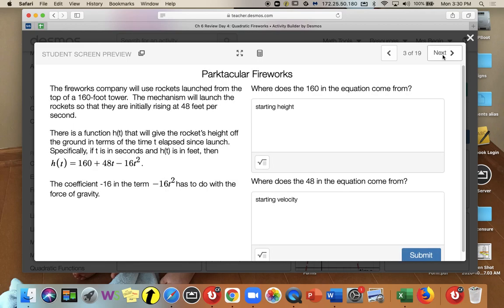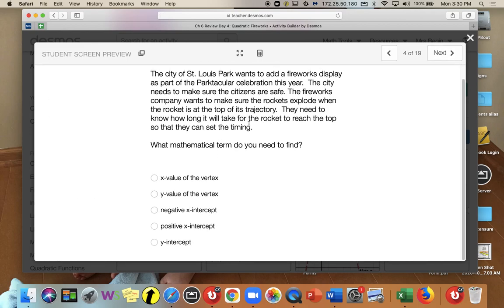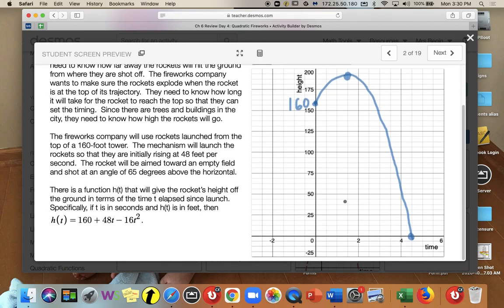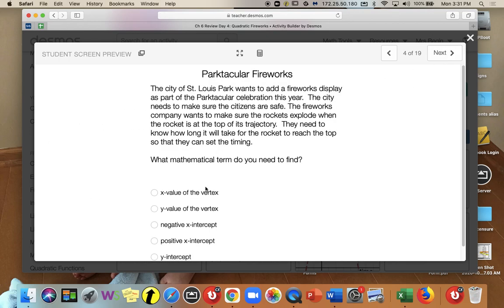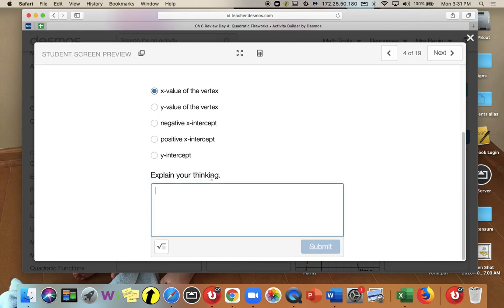It's where it changes direction, so that's called the vertex. All right, if they need to know how long it will take, that's going to be time. If we look at our graph, time is at the bottom and then height. So if this is the vertex, xy is our coordinate. Time is the x value. So the x value of the vertex will be the mathematical term, because x is the independent variable of the vertex, which is the highest point in this quadratic.